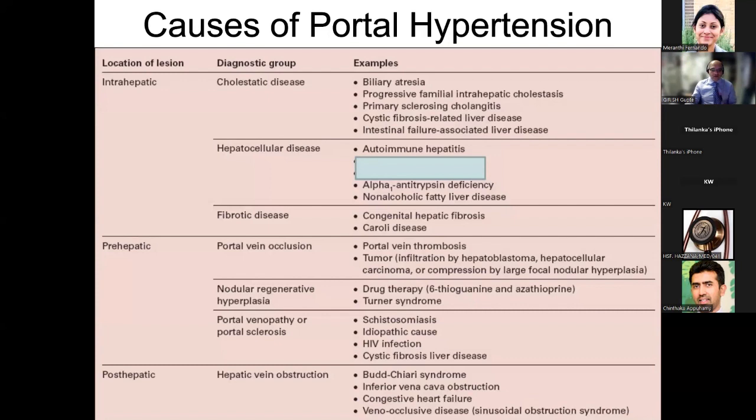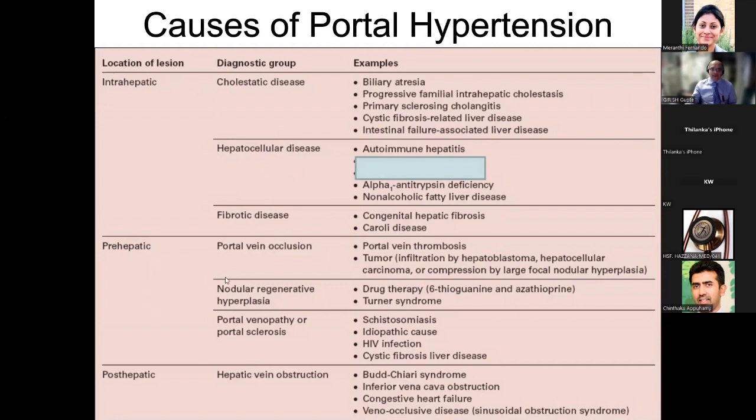The causes of portal hypertension are many, but like I said, there are intrahepatic, prehepatic, and posthepatic causes. The intrahepatic causes can be divided into cholestatic diseases that mainly involve the biliary tree, or hepatocellular diseases that mainly involve the liver cells, or a fibrotic disease of the liver, where the child may not be jaundiced and yet may have manifestations of portal hypertension, such as congenital hepatic fibrosis and Caroli's disease.